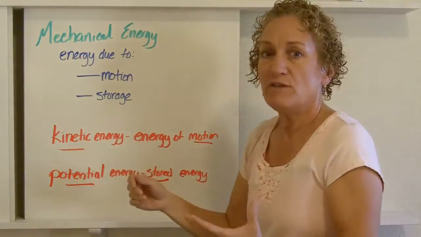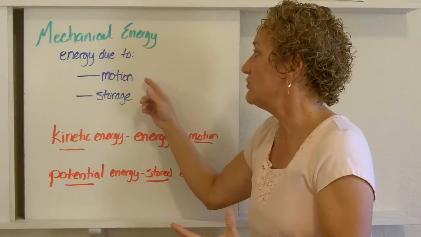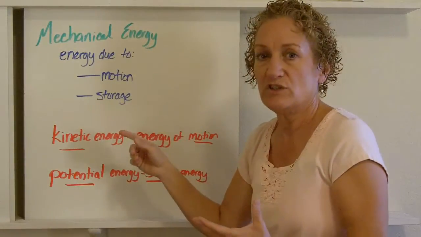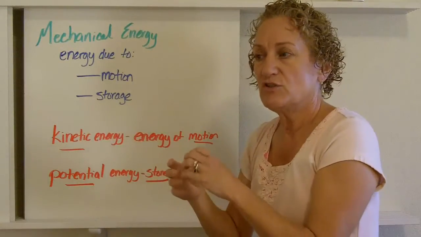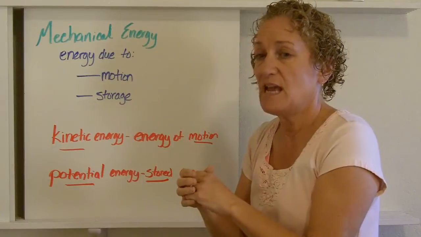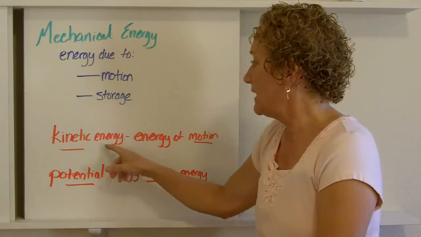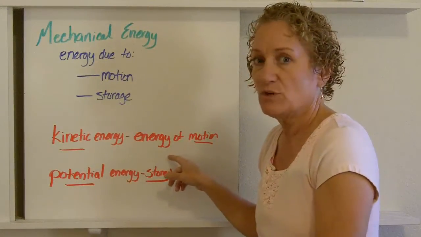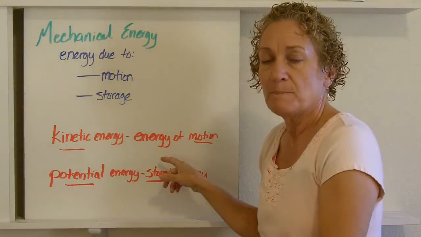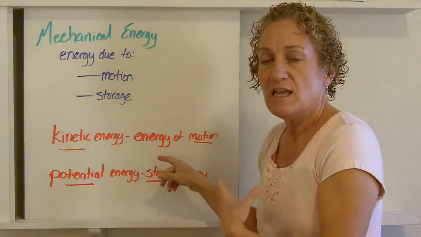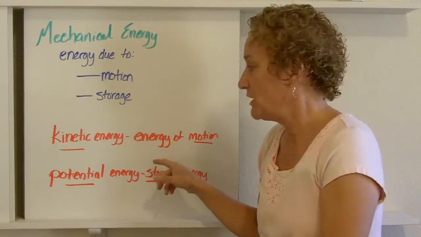Mechanical energy, the kind that we're going to focus on, is due to two things. It's due to motion or it's due to storage. It's due to things being in motion, or it's due to things having the ability, the potential, to do work, if you will. Kinetic energy is energy of motion. We're going to talk a lot about that in the next video. So if something is in motion, it has kinetic energy. No motion, no kinetic energy.